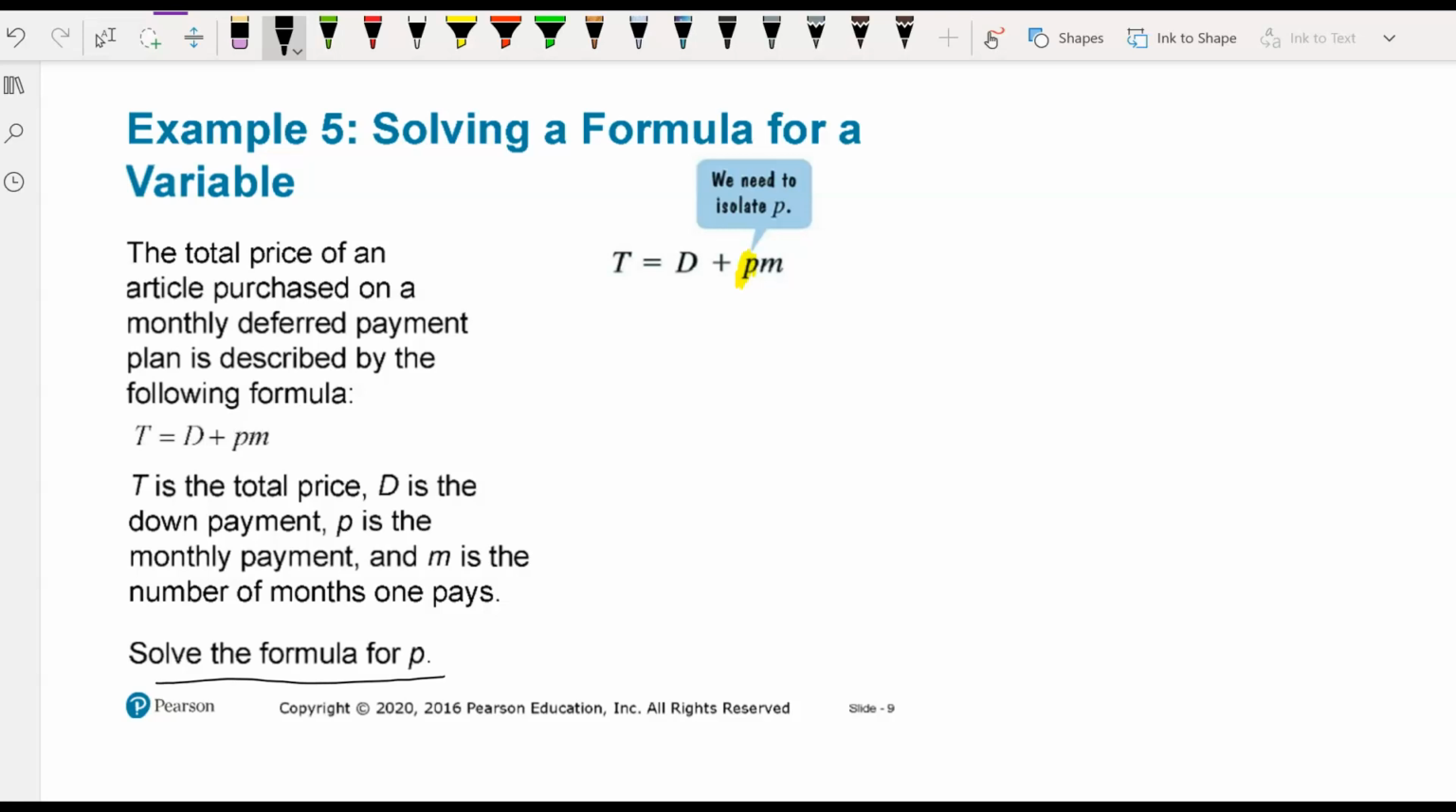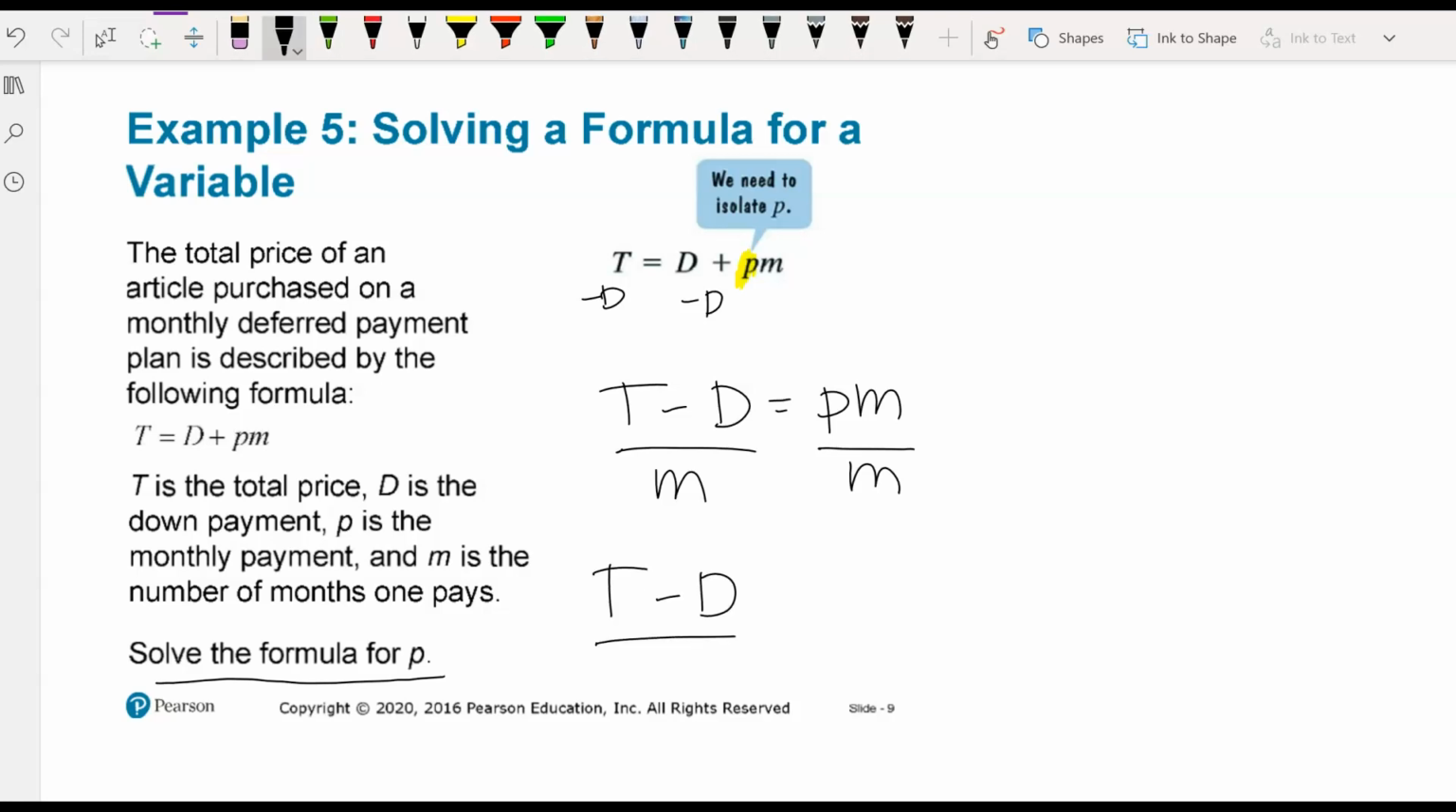So we want to get rid of the stuff that's not connected to it first. So we're going to subtract D from each side. So T minus D equals PM. And then if it's multiplied by what we want by itself, you will divide. So you do the opposite operation. So T minus D over M equals P. So you're just trying to isolate that variable by doing your reverse order of operations.